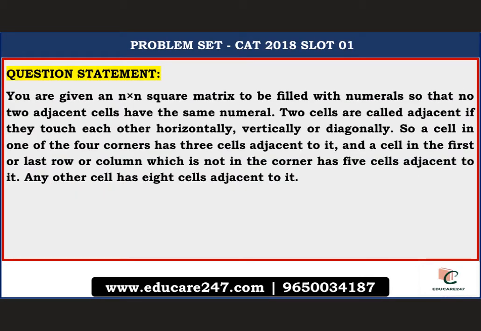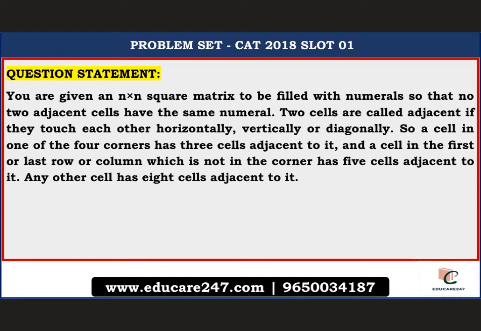Let us read the problem statement that was given. You are given an n by n square matrix to be filled with numerals so that no two adjacent cells have the same numeral. Two cells are called adjacent if they touch each other horizontally, vertically or diagonally. So a cell in one of the 4 corners has 3 cells adjacent to it, and a cell in the first or the last row or column which is not in the corner has 5 cells adjacent to it. Any other cell has 8 cells adjacent to it. This is a general description about this n by n square matrix.